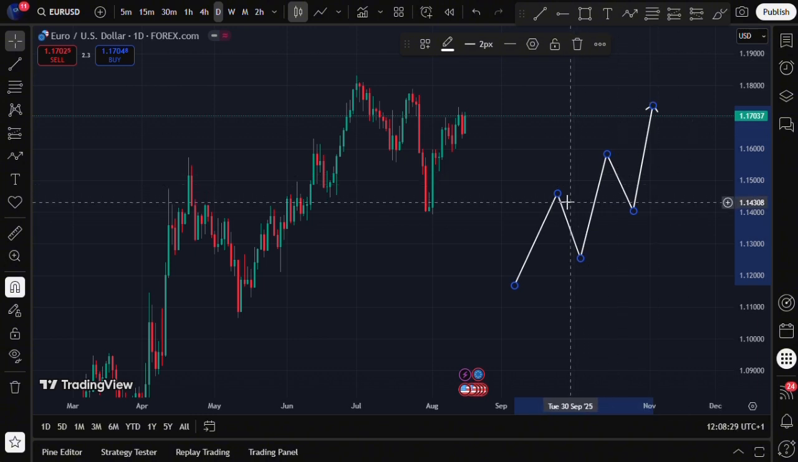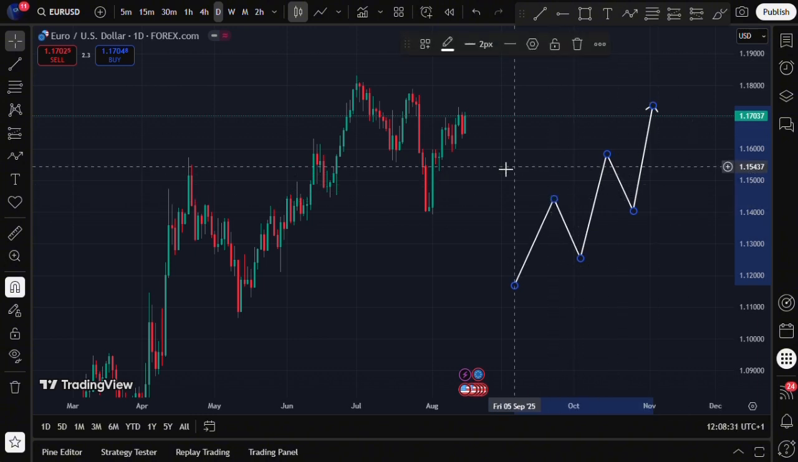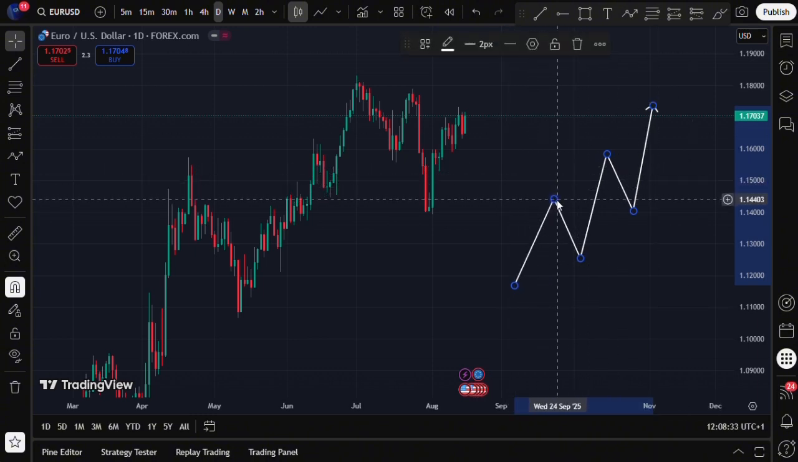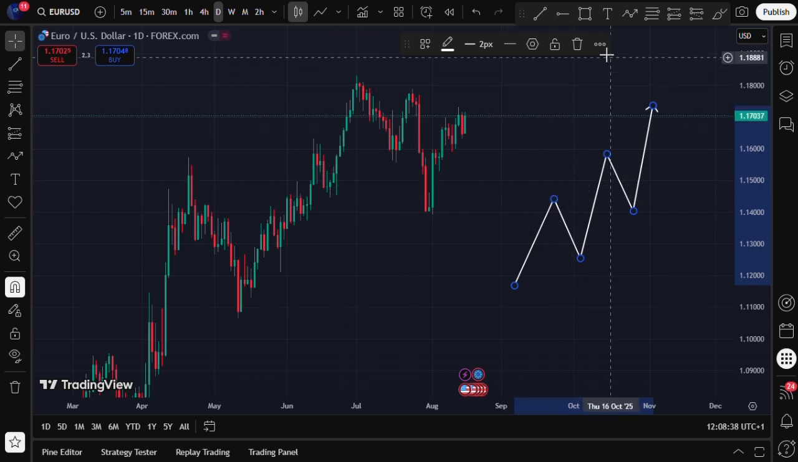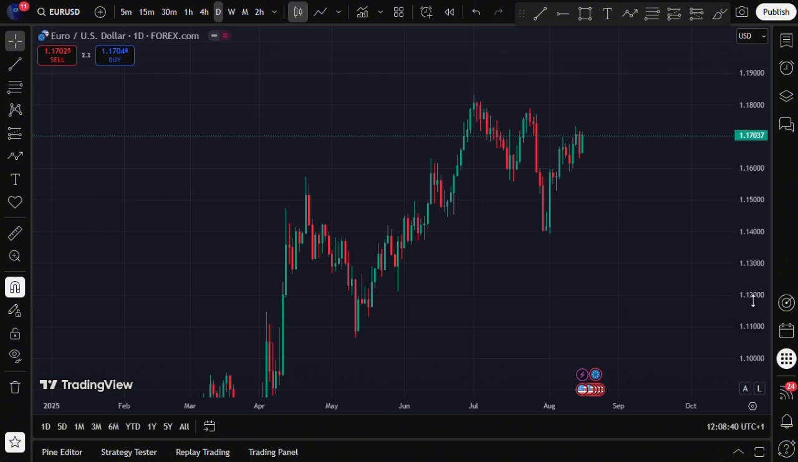Once I get these two aligned, I can now go in marking out my key levels, my support or resistance level, and looking for this candlestick pattern. So that is simply what I do with this.